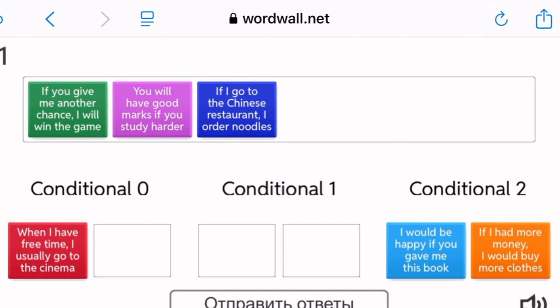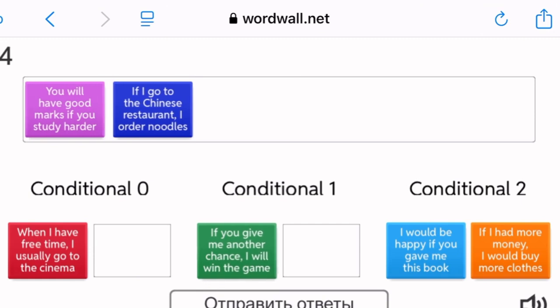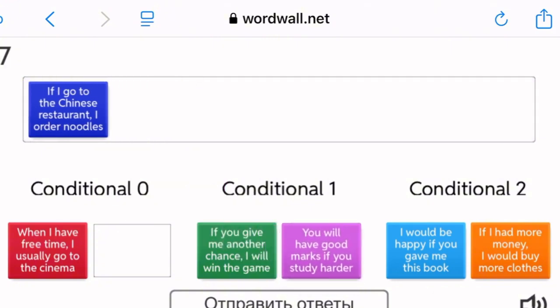The next sentence, if you give me another chance, I will win the game. The if clause is in present simple, and in the second part we have will with a bare infinitive. So it's the first conditional. The next sentence, you will have good marks if you study harder. In the result part we have will and a bare infinitive, and the if clause is in present simple. Yes, it's the first conditional.